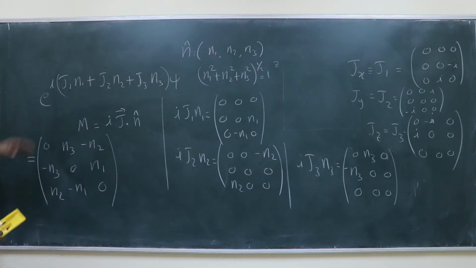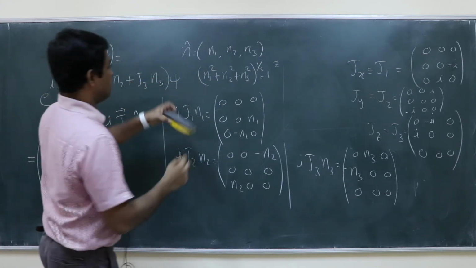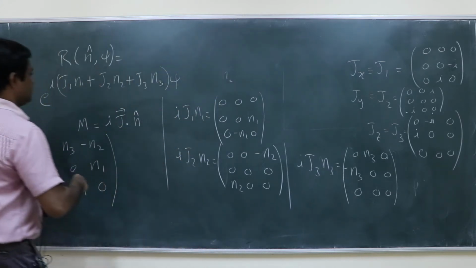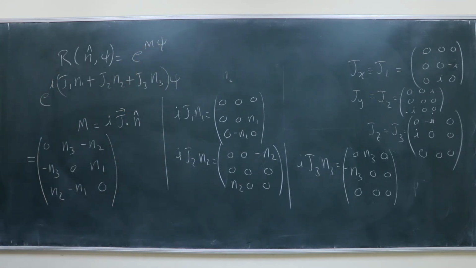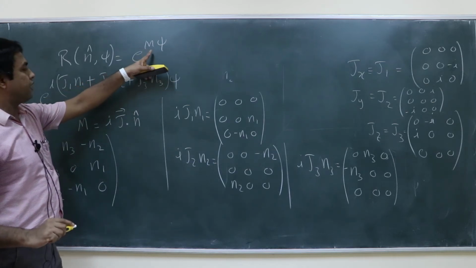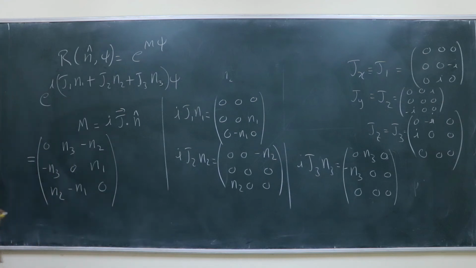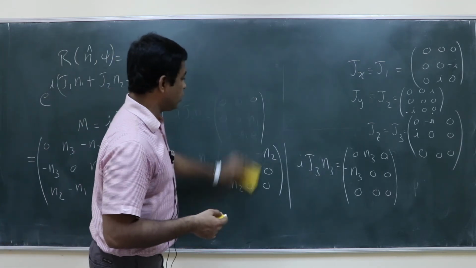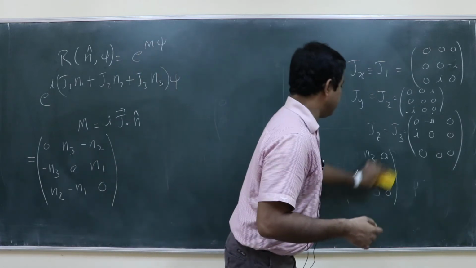Because now this matrix, that is R, rotation about n and angle psi, is nothing but e raised to m psi, right? If you expand this, it will have the terms identity, m square, m cube, all those powers of m will be there. So see whether we can actually get a compact form. So m is this, you have to find out m square, right? And m cube and so on. So see whether anything interesting comes out.